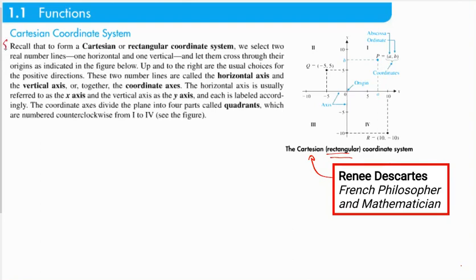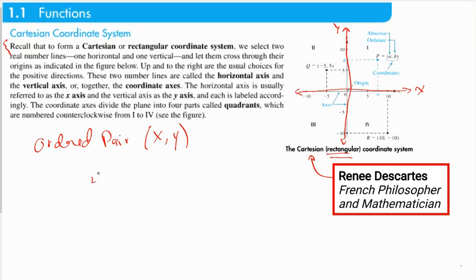And they ask us to recall that the Cartesian coordinate system is made up of two axes, the x-axis, which is the horizontal axis, and the y-axis, which is your vertical axis. And we use this coordinate system to plot ordered pairs. Typically, ordered pairs are x and y values, x comma y. And if we had a point, say (4, -2), that means we would go 4 to the right on the x-axis and 2 down on the y.